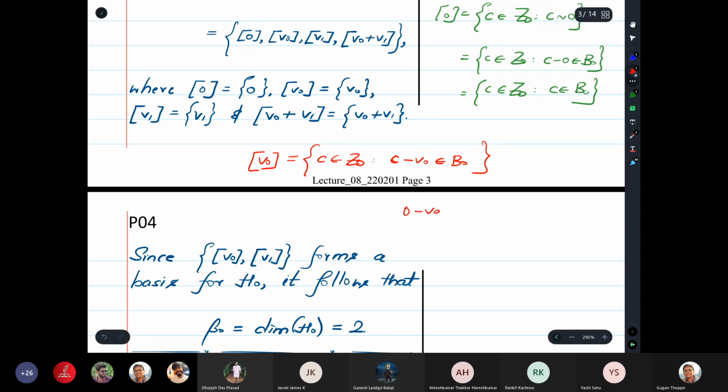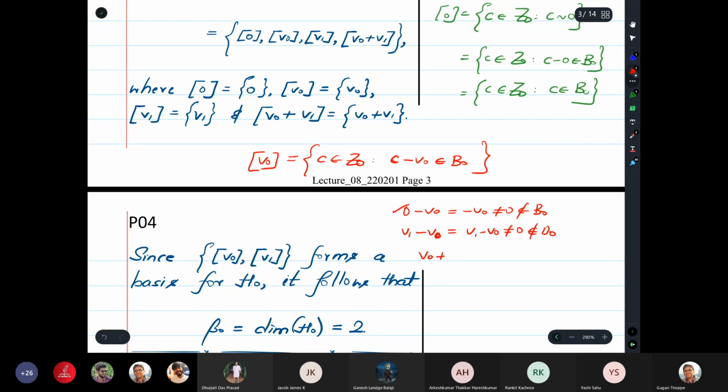So what will happen to 0 minus V0? 0 minus V0 is minus V0. So clearly minus V0 is not 0, hence it does not belong to B0, right? So 0 does not belong to the equivalence class of V0. How about V1? What about V1 minus V0? Well, V1 minus V0 is just V1 minus V0. Again, this is not 0 and this does not belong to B0.